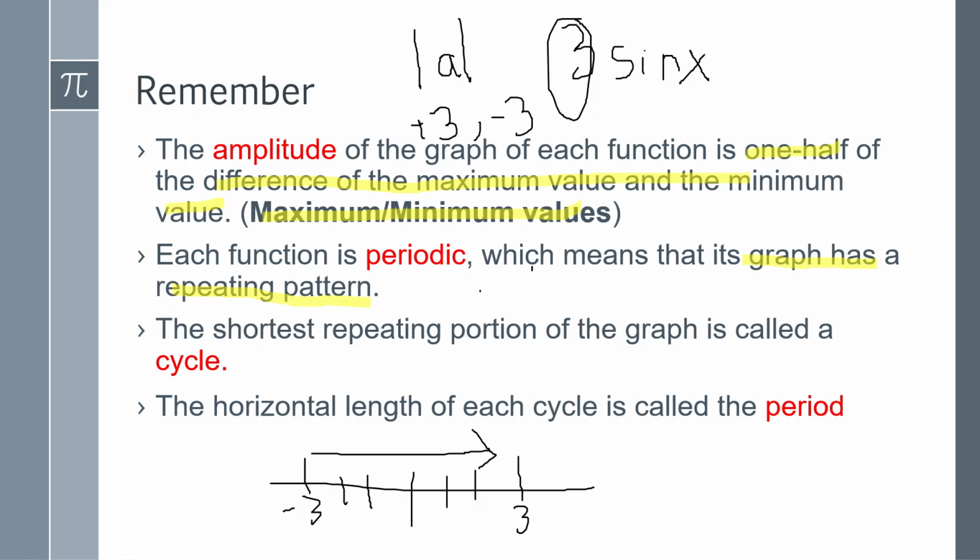All right. So the shortest repeating portion of the graph is called a cycle. So that's what we call a cycle, the shortest repeating portion of it. The horizontal length of each cycle is called a period. So once it makes this repeat, that's what you call it. And again, sine and cosine has a period of 2 pi because that's the horizontal length of each cycle.